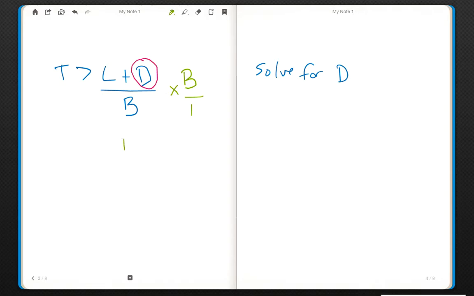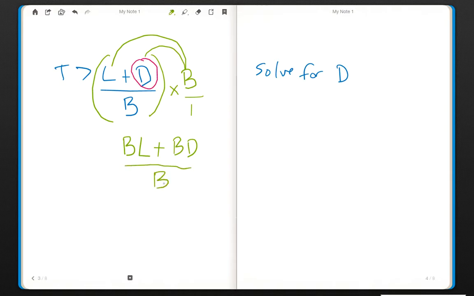Well, let's see. Actually, we have to distribute this, don't we? Because this is saying b times this whole thing right here. So we have to distribute this b times the d and b times the L. So we would end up with bL plus b times d, right? And then the 1 times the b, we just get b. And then we can see that the b's will cancel out.